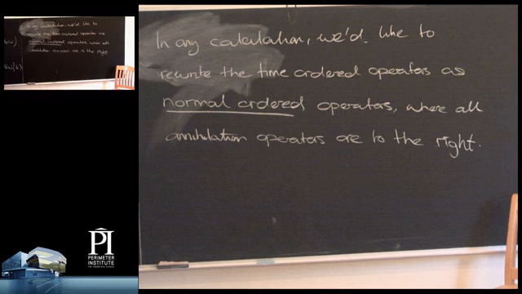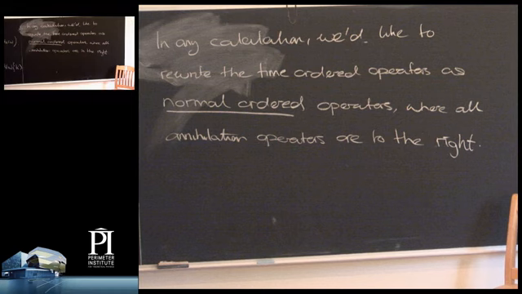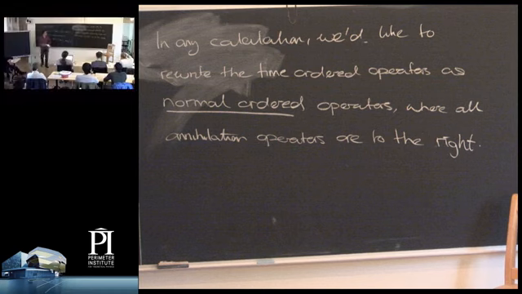Remember, we introduced this definition of normal ordered operators when we were considering the vacuum energy. But it just means that all of the A's are this side and all the A daggers are this side, and similarly for the B's and the C's and anything else you have floating around. Okay, so is it clear what the goal is?